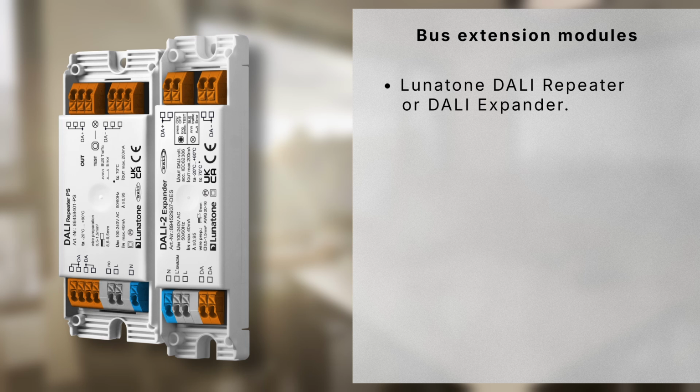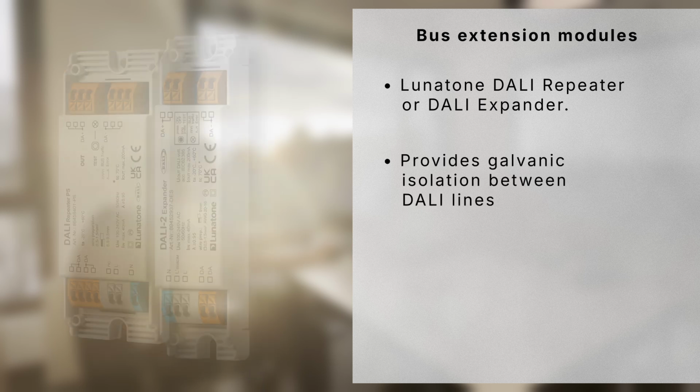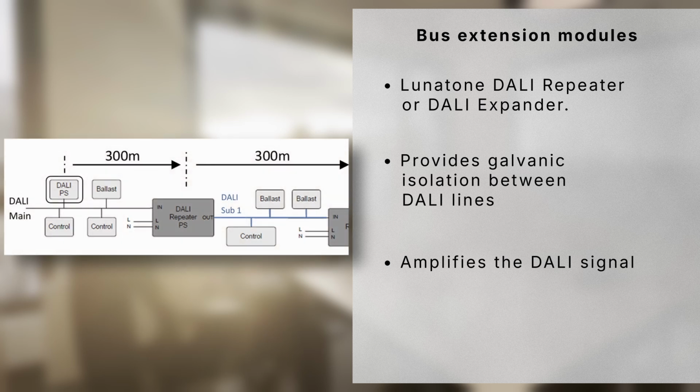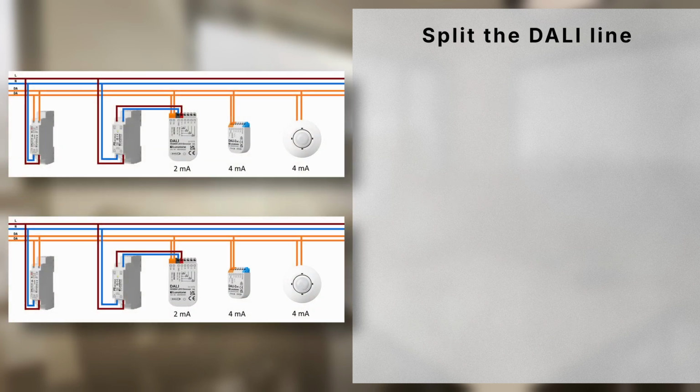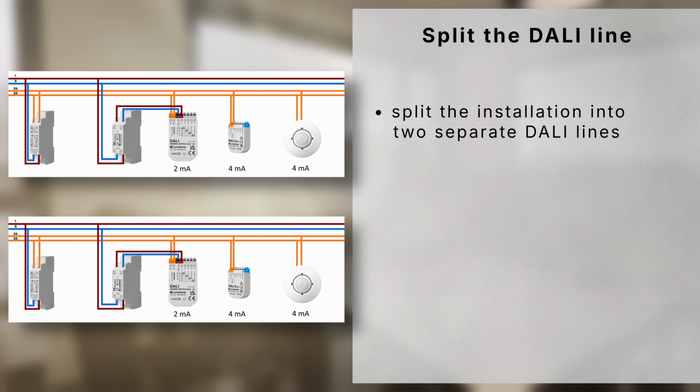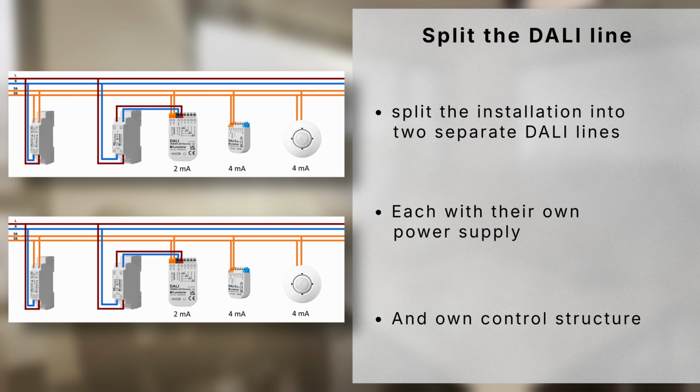Note, with a DALI expander, there may be addressing restrictions on the secondary side that should be considered. These modules provide galvanic isolation between DALI lines. They amplify the DALI signal without restricting communication and should be installed centrally between the DALI power supply and the most distant device to ensure signal integrity. An alternative option, if centralized control is not required, is to consider splitting the installation into two separate DALI lines, each with their own power supply and control structure.